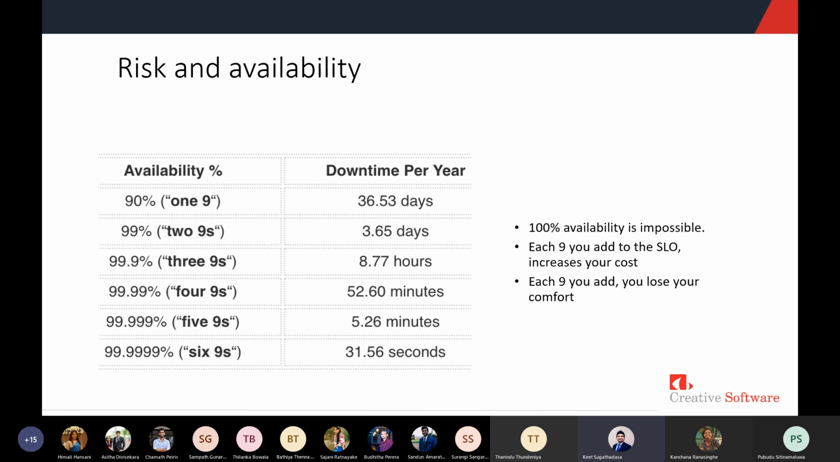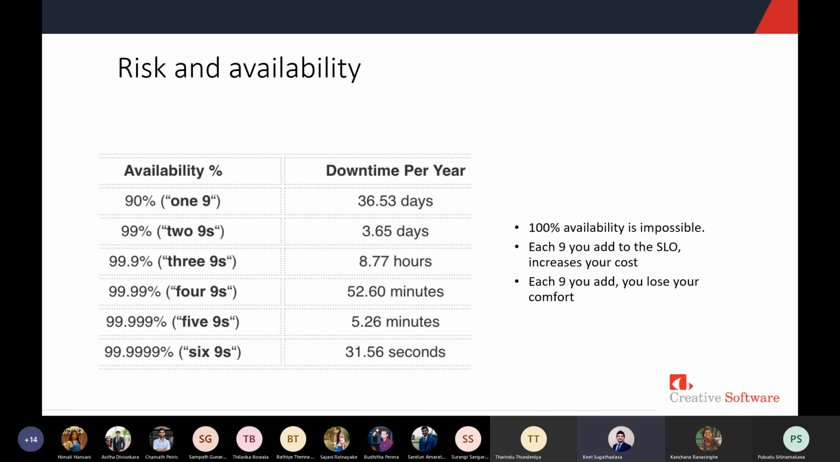So based on the service level objective, that means now 99.9% of the time. These numbers actually mean something in the real world. This is basically about the risk and availability of the system. As the text on the right hand side says, each 9 you add to the SLO increases your cost, and each 9 that you add will lose the comfort zone.